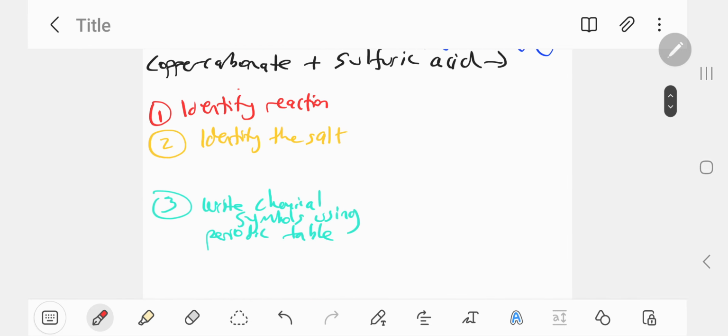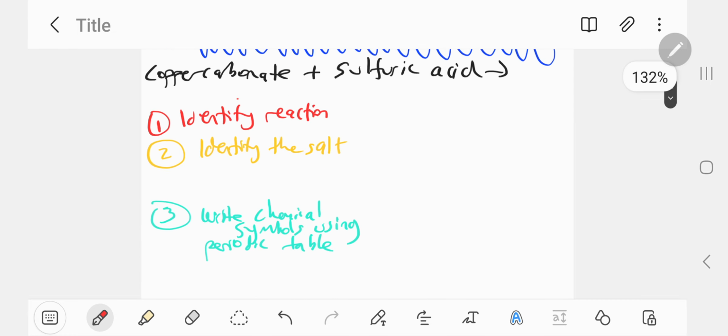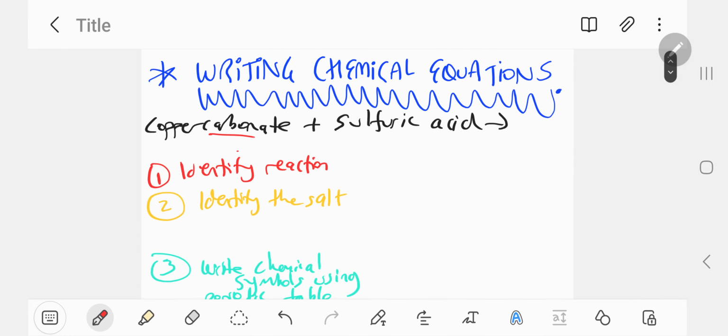Here are the four steps, the recipe that you need. Identify the reaction. So this is a carbonate acid reaction. Now, by definition, an acid carbonate gives you salt plus water plus carbon dioxide gas.